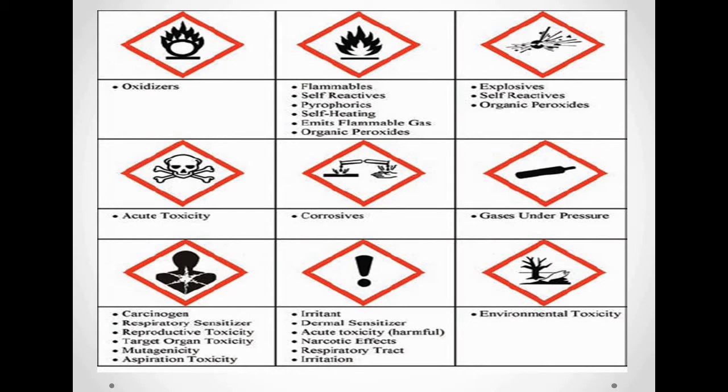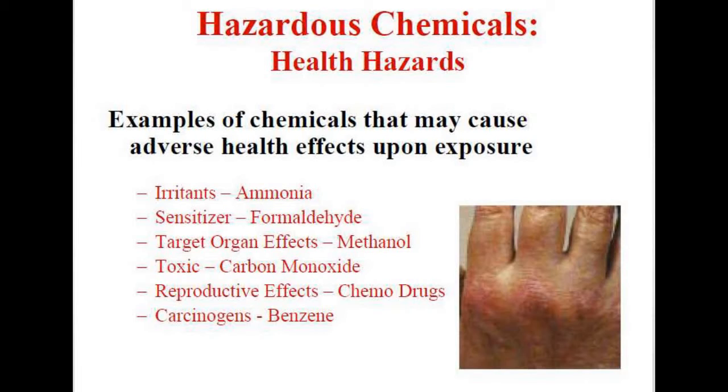Coming to the types of chemical hazards, they may be due to oxidizers, flammable materials, explosive materials, acute toxicity, corrosives, gases under pressure, carcinogenic materials, irritant materials and environmental toxicity materials. Let's see some examples of hazardous chemicals. Usually hazardous chemicals lead to health hazards. Some examples of chemicals that may cause adverse health effects upon exposure are irritants, for example ammonia; sensitizers, that is formaldehyde; target organ effects, for example methanol; more toxic, for example carbon monoxide; reproductive effects or chemodrugs; and carcinogens, for example benzene.